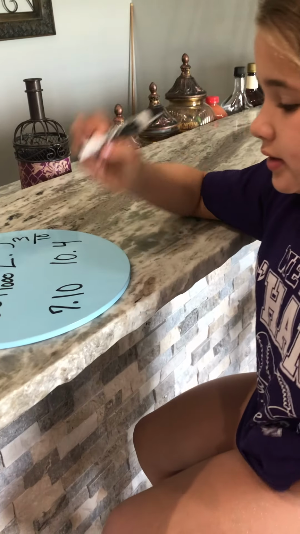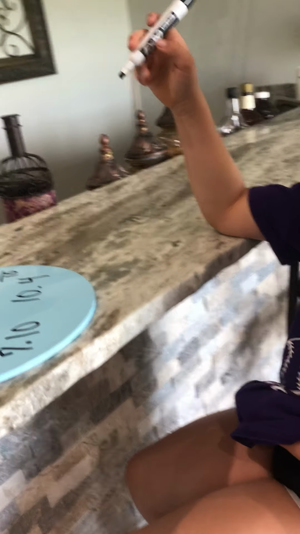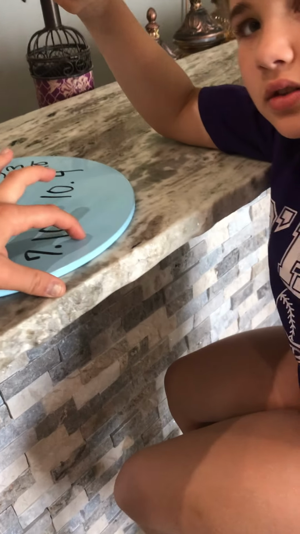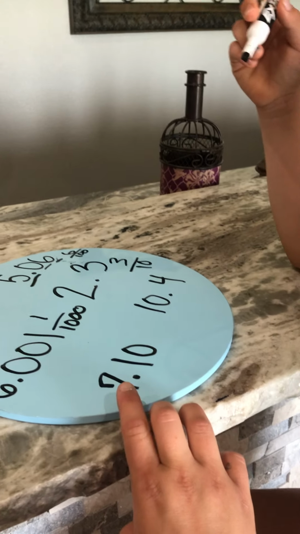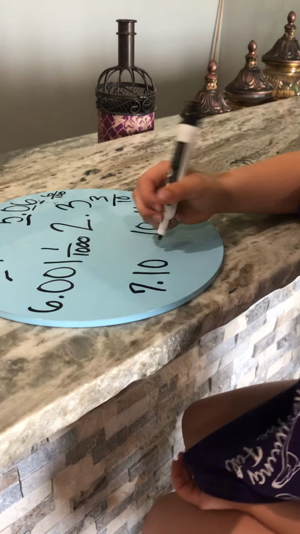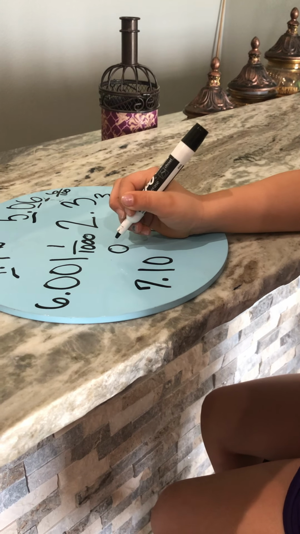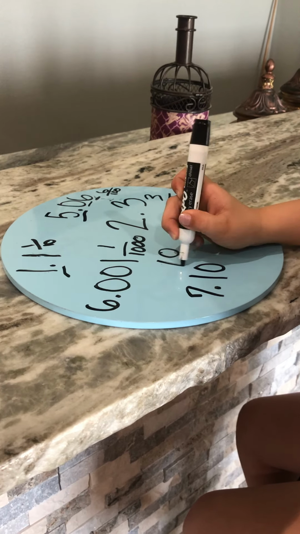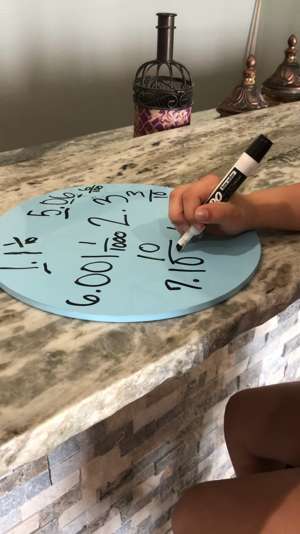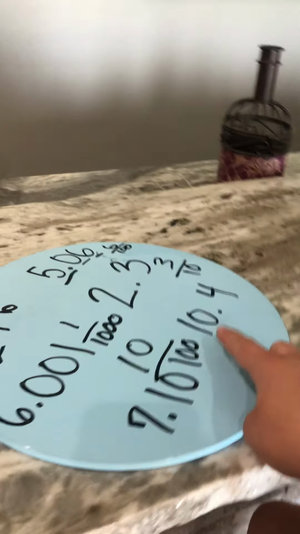So 7. You say 7 and 10, 1, 10, and 0. So this is hundredths, remember? So you go 7 and 10 hundredths. Hundredths. So 0, 10. 10 over, what place? Tenths. 100. Right. Okay, now let's move on to this one.